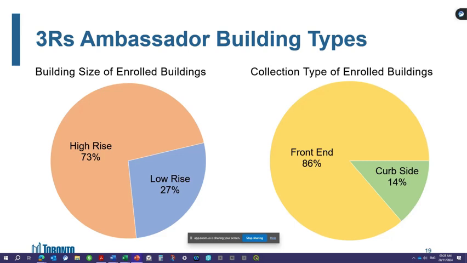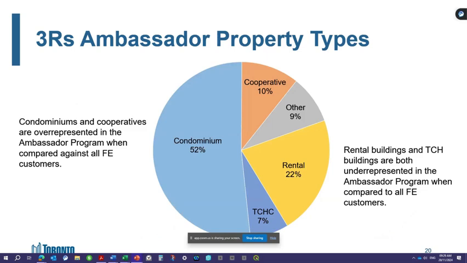And relative to all multi-residential customers, about 55% of all of our multi-res customers are on front end. So over-representing the front end customers are ambassador buildings. Now, another really important aspect here is that there is quite a difference in how the program gets implemented and the success of the program, depending on the property type.